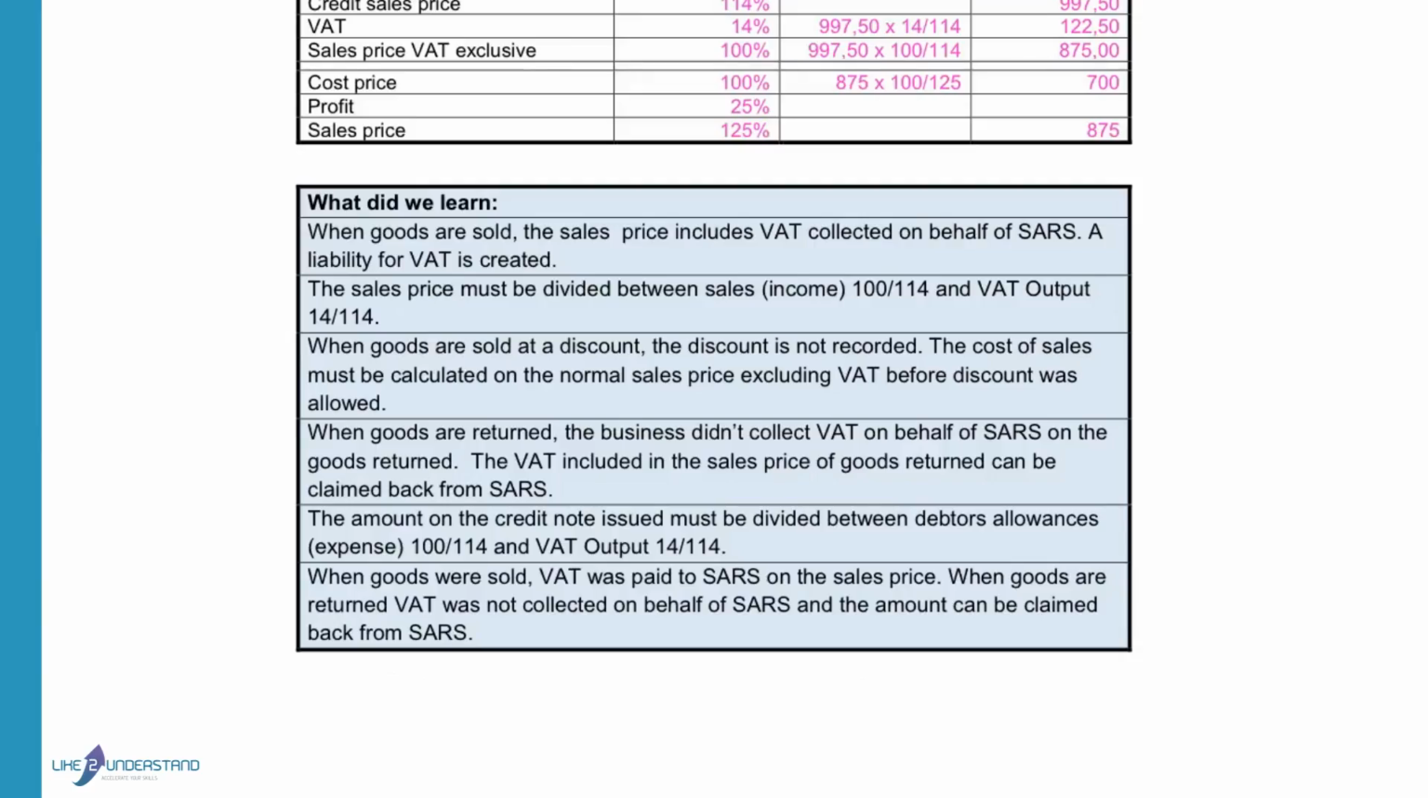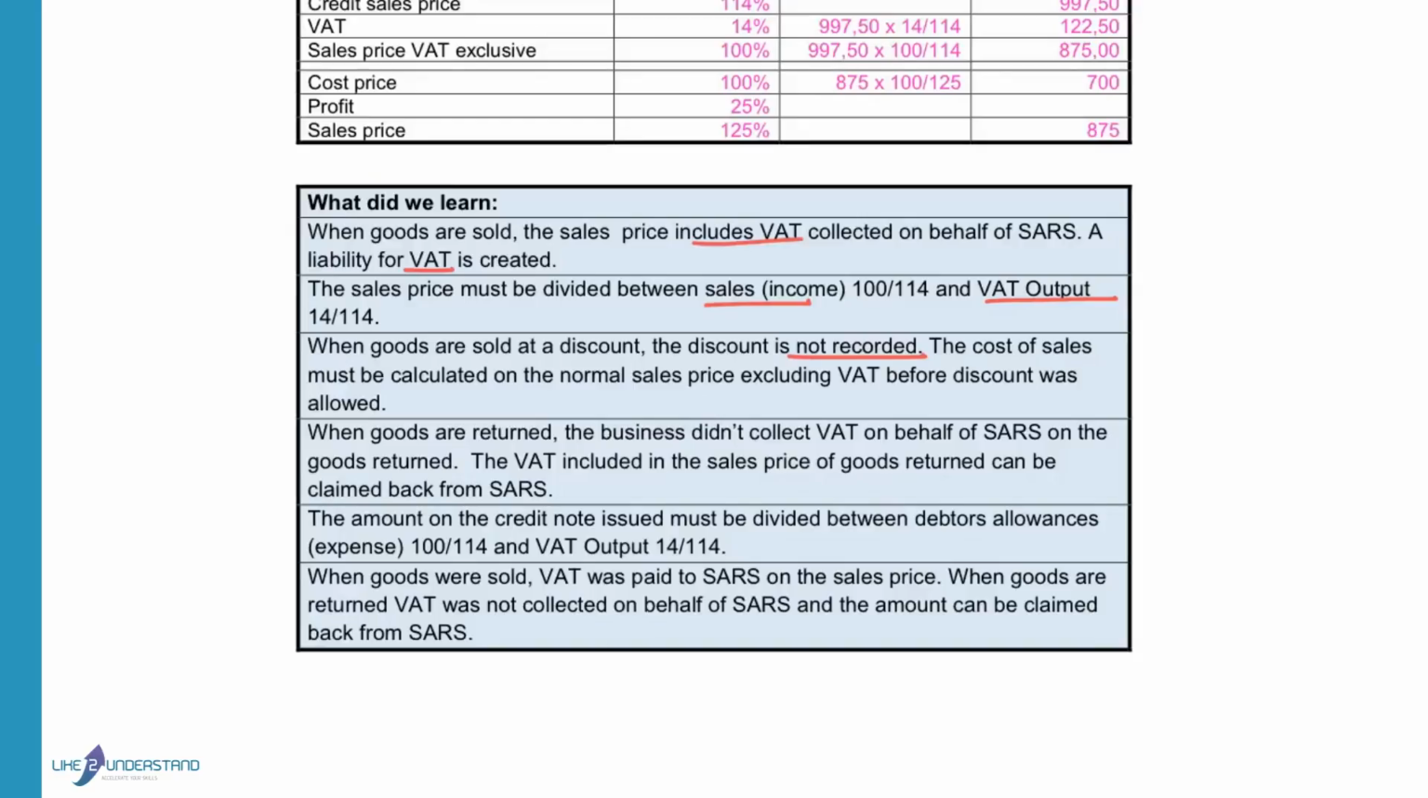What did we learn? When goods are sold, the sales price includes VAT collected on behalf of SARS. A liability account for VAT output is created. The sales price must be divided between the sales, that's an income for the business that will increase the profits, and VAT output. When goods are sold at a discount, the discount is not recorded. You just subtract the discount from the total amount and you don't record trade discount or cash discount.